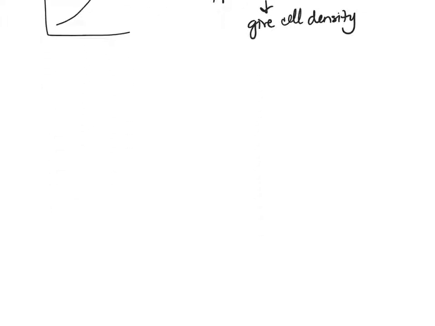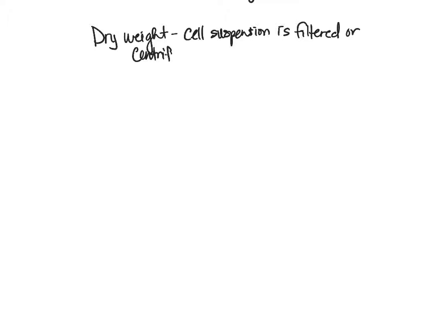All right, so then the next indirect cell count would be dry weight. So as its name implies, the cell suspension is going to be filtered, so through another one of those membrane filters that catches the microorganisms because the pore size is so small. So the cell suspension is filtered, or centrifuged. So again, filtered using a small pore size membrane, or centrifuged where it's put in a centrifuge and then spun very, very quickly. So it draws all of those cells down toward the bottom of the test tube, leaving the media on the top.